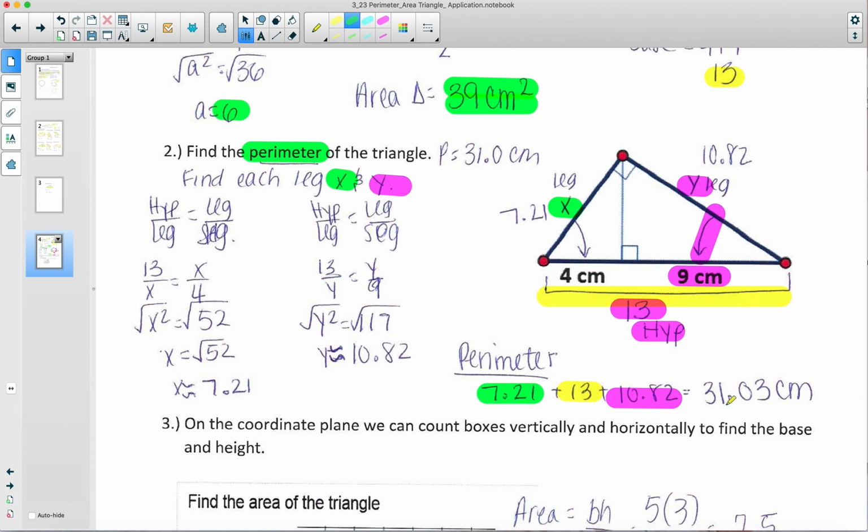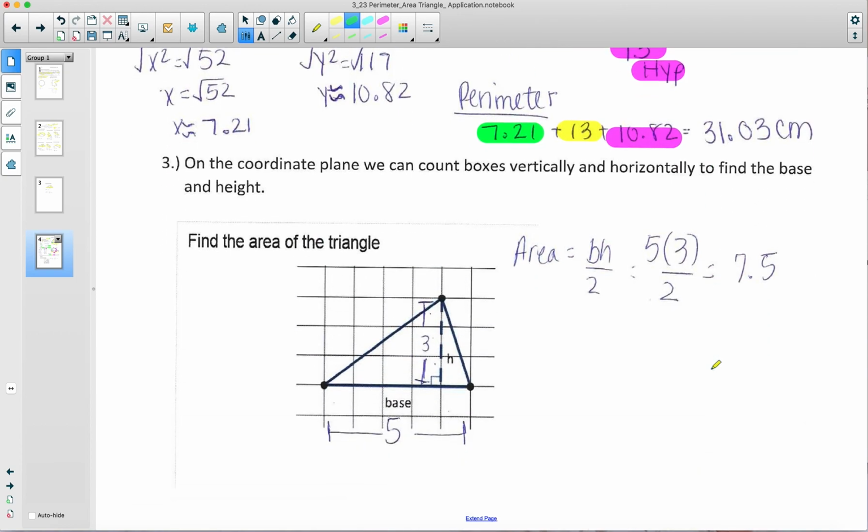Add them together, 31.03, round to the nearest tenth. Okay, the 3 tells the 0 to stay, so our final perimeter is 31.0 centimeters. Okay, so not too bad. A little review of HILLS and SAS.